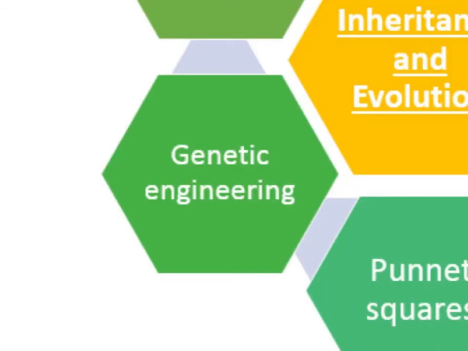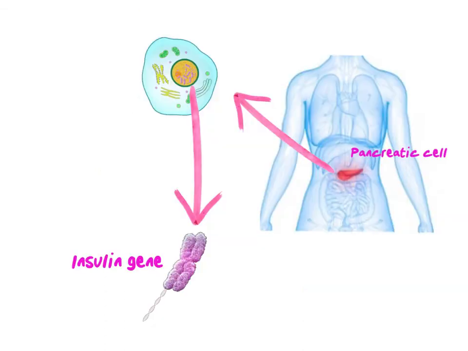Okay, moving on to genetic engineering. So genetic engineering is simply the changing of the genome of an organism for a gain. And in this case we're looking at the production of insulin. So we might want to make insulin to give to people who are diabetic.